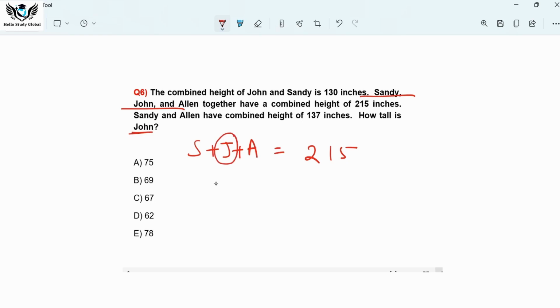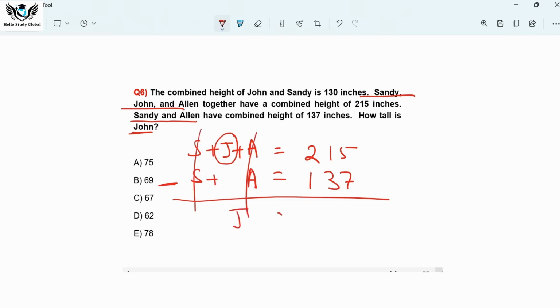And what has been further given? Sandy and Alan have a combined height of 137. So Sandy and Alan, we know the combined height is 137. So what would be John's? Simply we'll subtract, right? So this would get cancelled. John's height would be 215 minus 137. So 15 minus 7 is 8, and 10 minus 3 is 7. So 78 would be the correct answer.